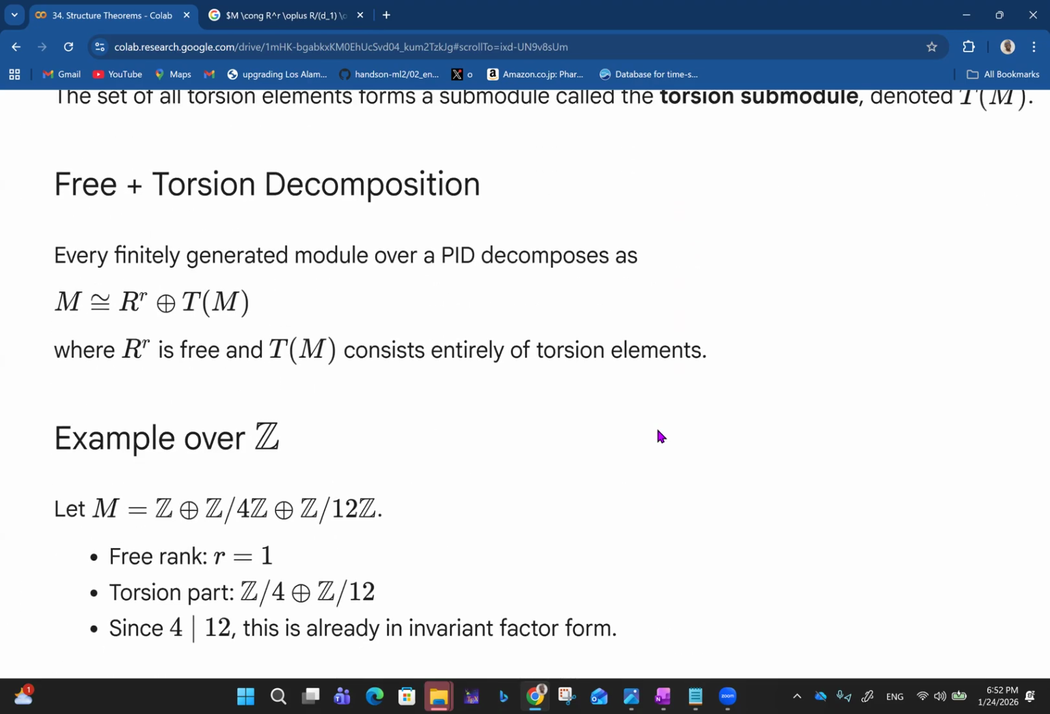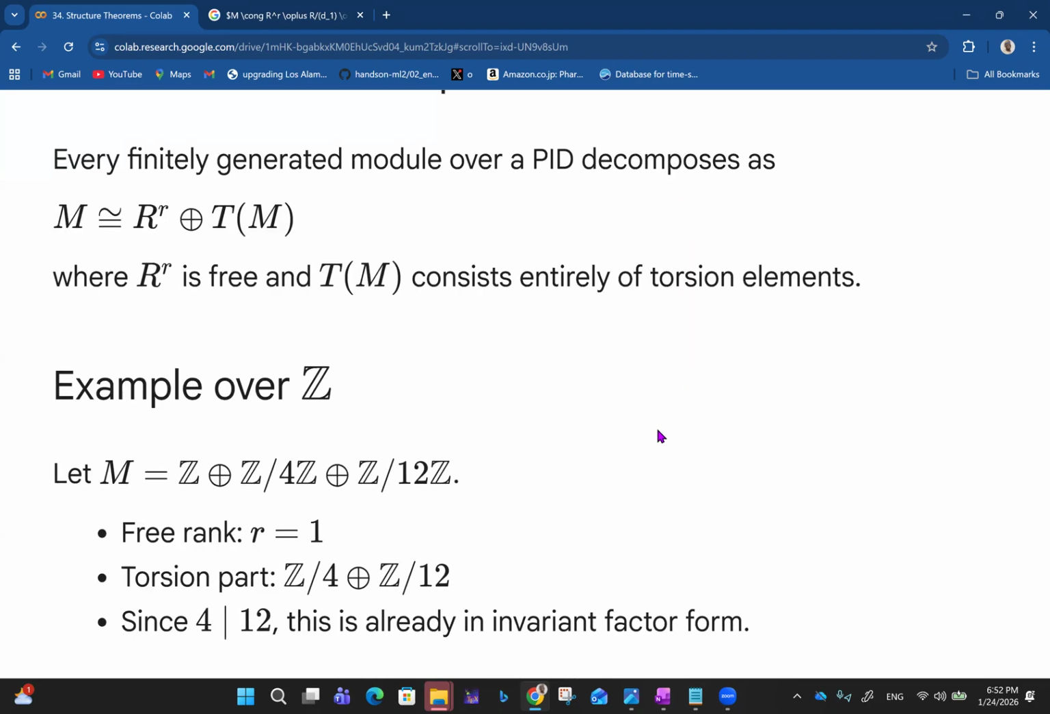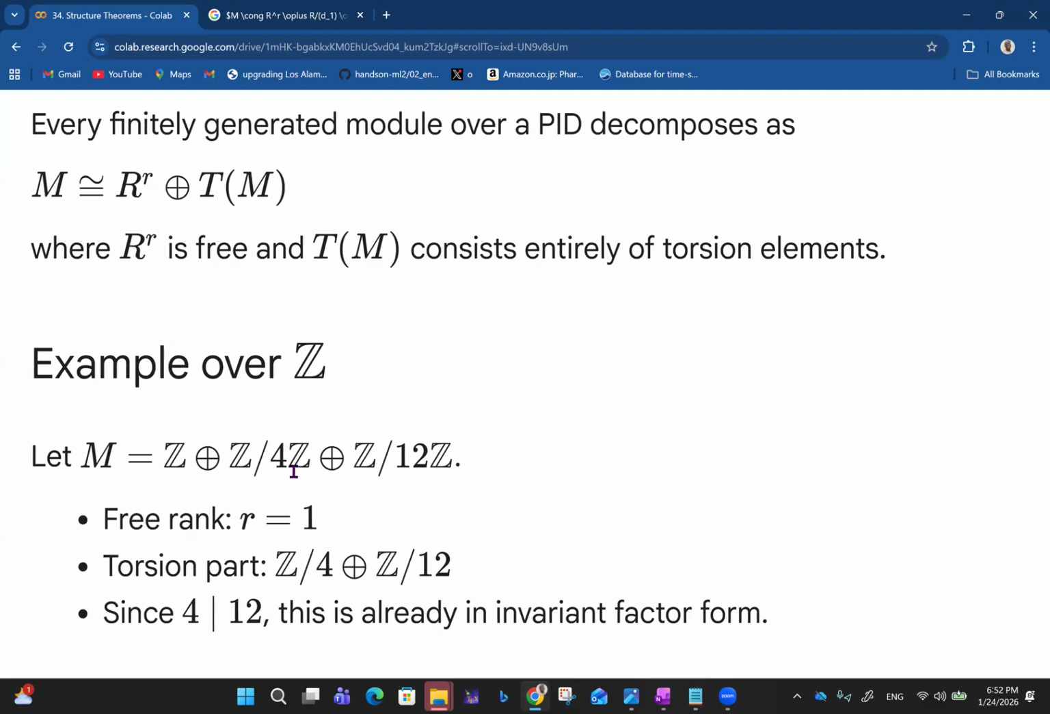So, an example over Z in this case. Imagine that M is Z ⊕ Z/4Z ⊕ Z/12Z. The free rank is r equals 1, because this is Z right here, just Z raised to the 1. So the rank is 1. Then the torsion part, you have Z/4 and Z/12. These are the torsion parts. Since 4 divides 12, this is already in invariant factor form. So we can have that kind of decomposition.